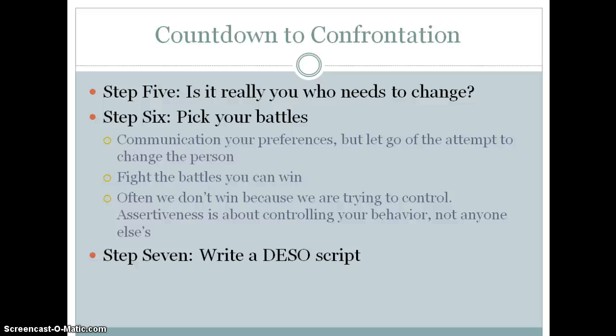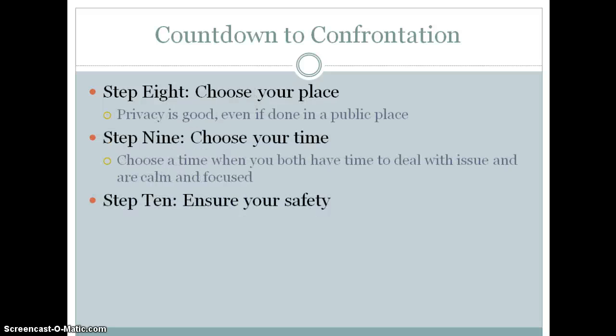And that's the big thing with making these requests. When we're in the confrontation, we want to focus on controlling our behavior, not trying to control their behavior. We will never win if we're trying to control their behavior. Then we want to write that DESO script that we talked about in the last chapter, so we're ready.